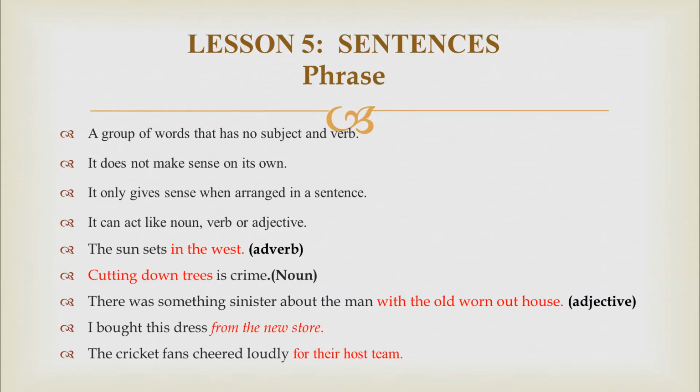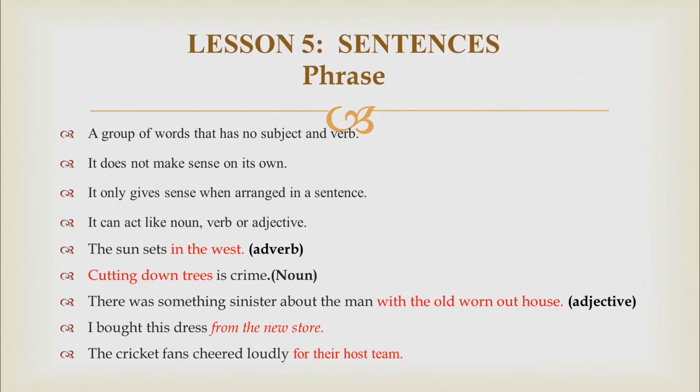The sun sets in the west. We have learned that a phrase should not have a subject and verb. The sun is the subject and sets is the verb. The rest of the sentence, in the west, is the phrase. And a phrase can act like an adverb. Also it can act like a noun or an adjective. In the west is an adverb as it tells us about the place where the sun sets. It says sets in the west. It gives additional information about the verb.